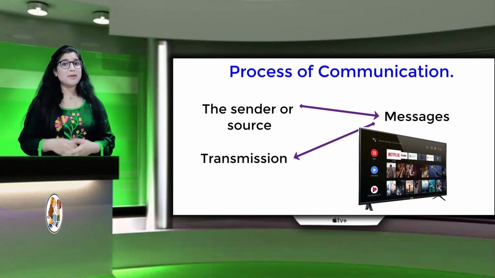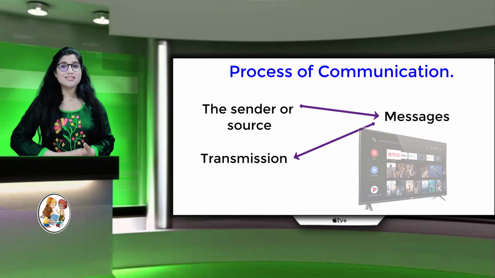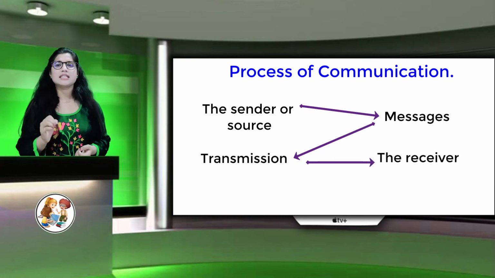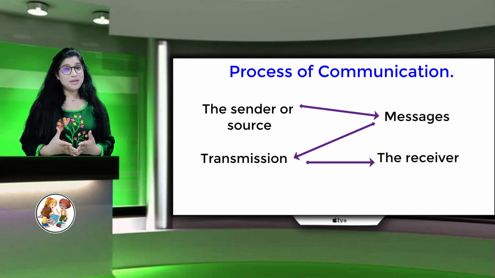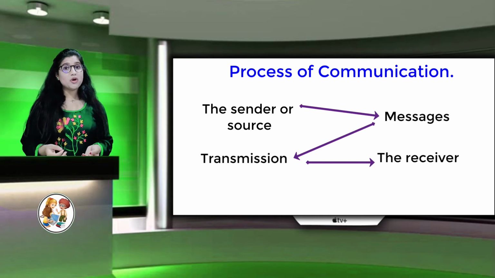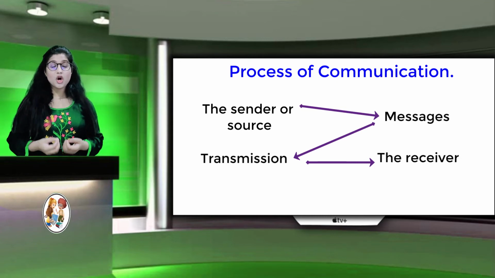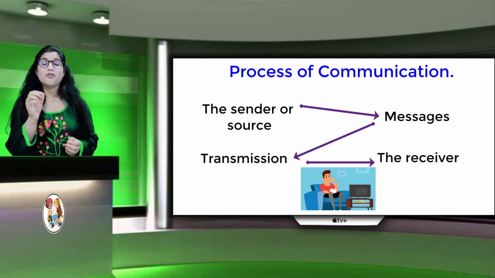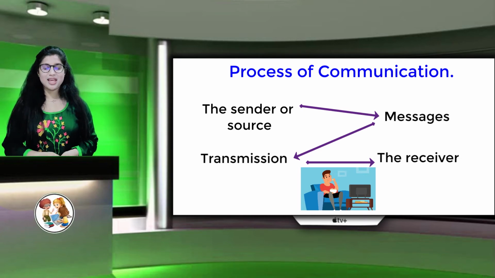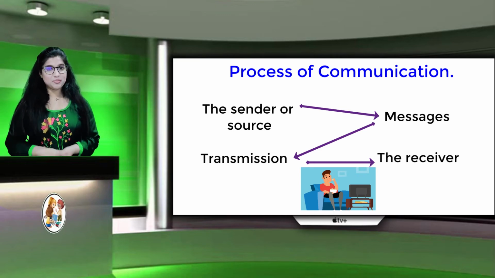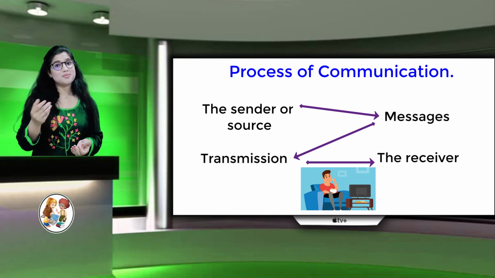The next element of the communication process is the receiver. It is also called the destination. It may be an individual or a group, or a crowd reading or listening or watching the message. The receiver is the object of the communication process. Communication cannot take place without a receiver, for whom the message is meant.